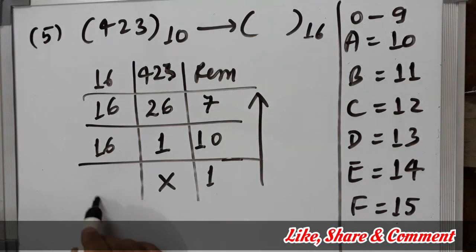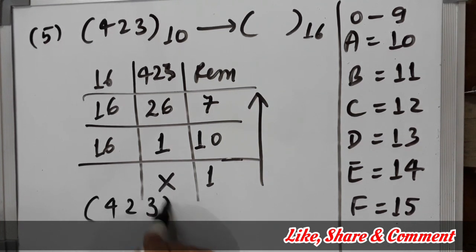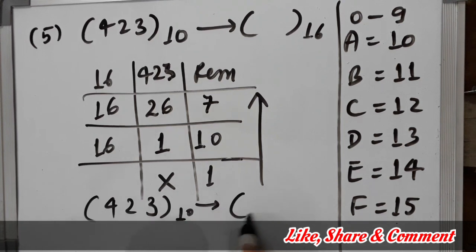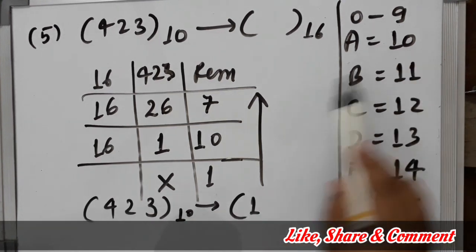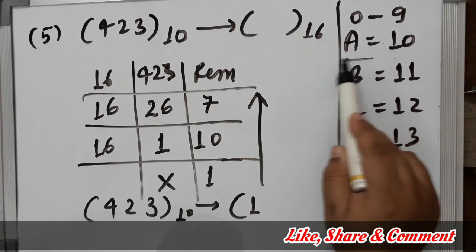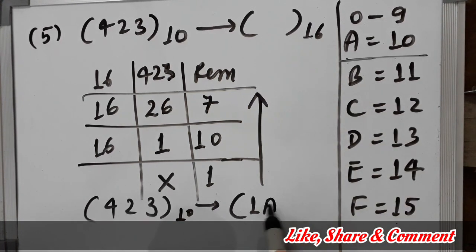And now you can see 423, that is decimal, to 1. Now we have 10 here, A for 10. So A and 7. So I hope now the conversion from decimal to hexadecimal is clear.